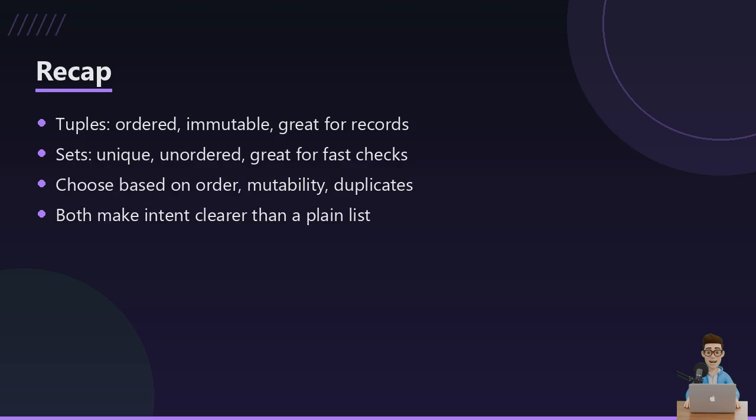So to wrap up, tuples lock in an ordered record you never want changed, and sets keep a bag of unique items with lightning fast lookups. Once you get comfortable choosing between list, tuple, and set based on what your data actually needs, your code starts explaining itself.